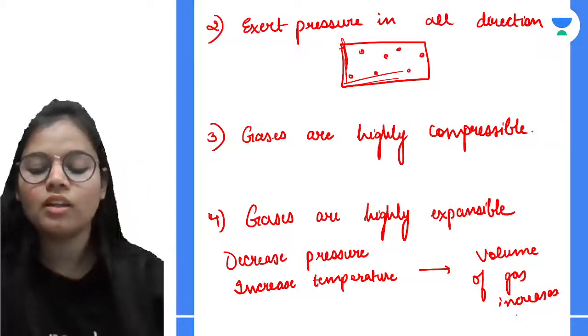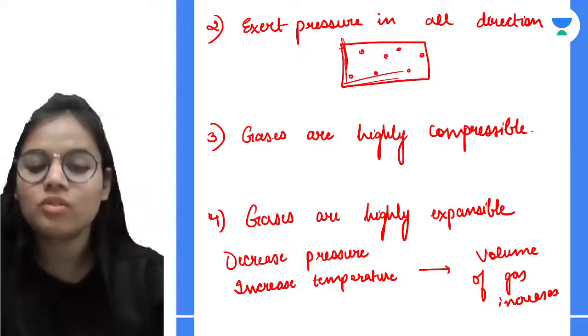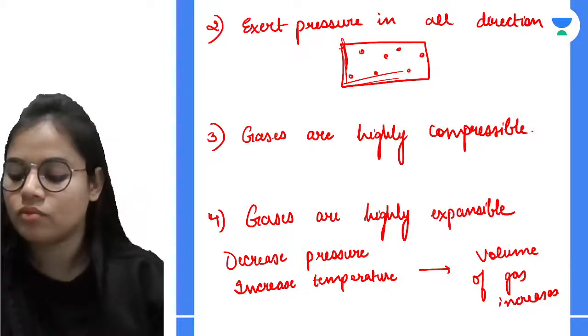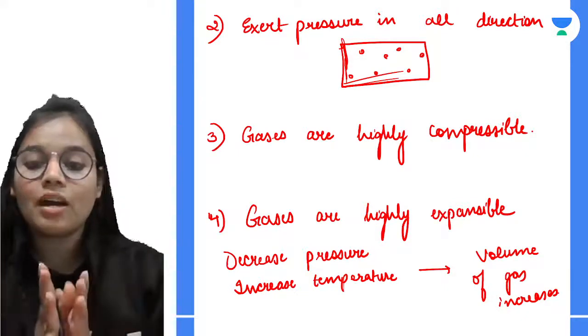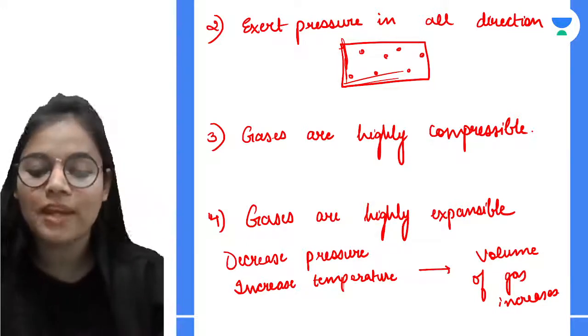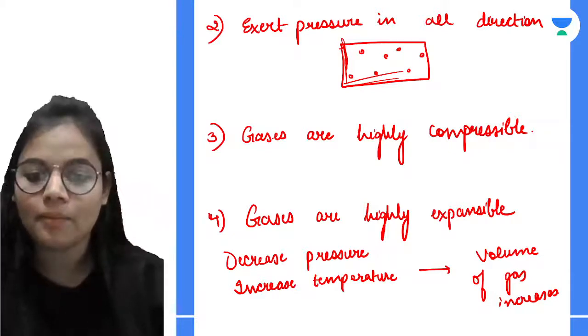So when we reduce the pressure on any enclosed gas, the particles move apart. Since the particles are moving apart, they increase the intermolecular space, which means the volume of the gas increases.